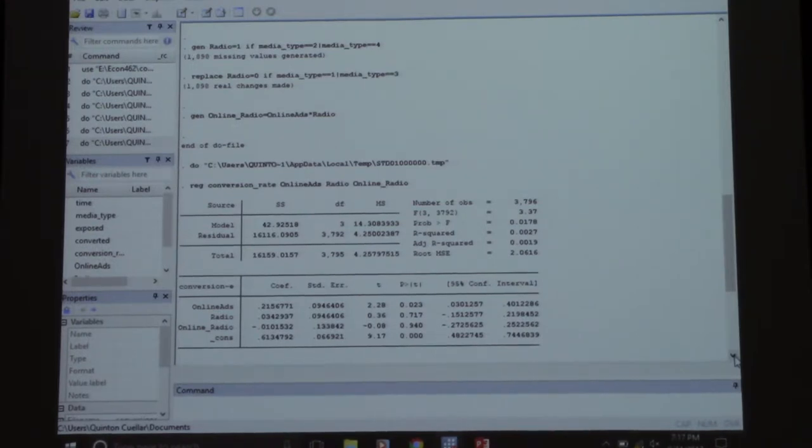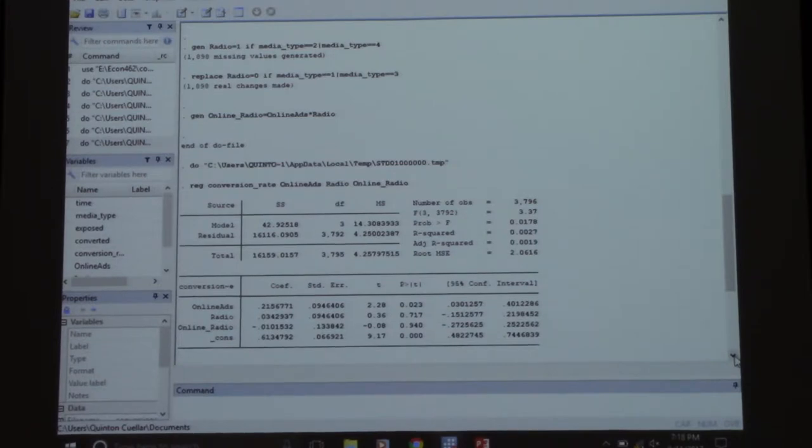So when you define online, it was one if online before and after. It includes both categories, right? One and two. And then zero if not. So it includes those that were exposed to the online campaign only, those are your online before, but it also includes those that were exposed to the online campaign as well as the radio, the after. Does that make sense?